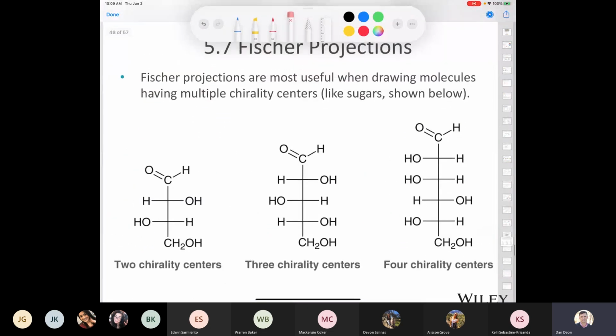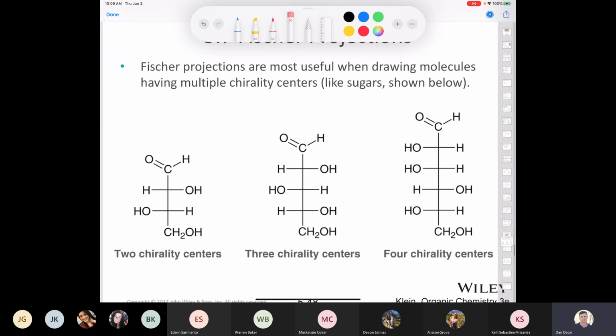It says Fischer projections are most useful when drawing a molecule with multiple chirality centers like sugars, shown below. Now, again, that's something that we cover. We look at carbohydrates a lot in chemistry 3111. However, we look at the chirality designations in chemistry 3101. So basically, in organic chemistry 2, you do a whole chapter on carbohydrates.